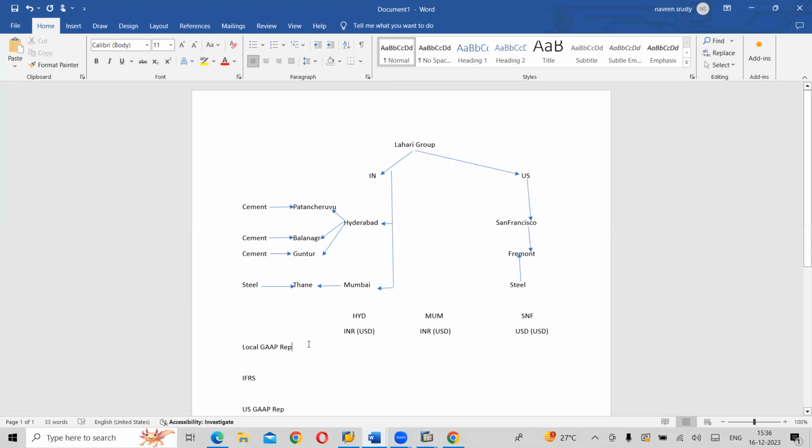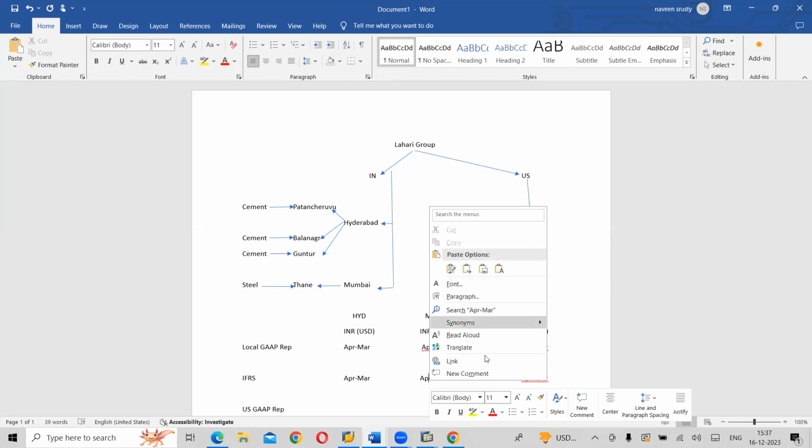And we have the financial year. This is an Indian company, so for local GAAP I want all the reports in the financial year April to March. This is also April to March, and this is also April to March. IFRS reporting and local GAAP reporting I want in April to March. Fine, everyone.